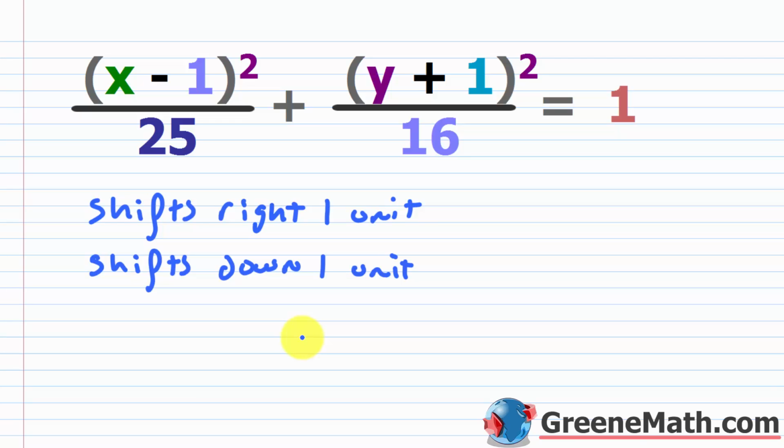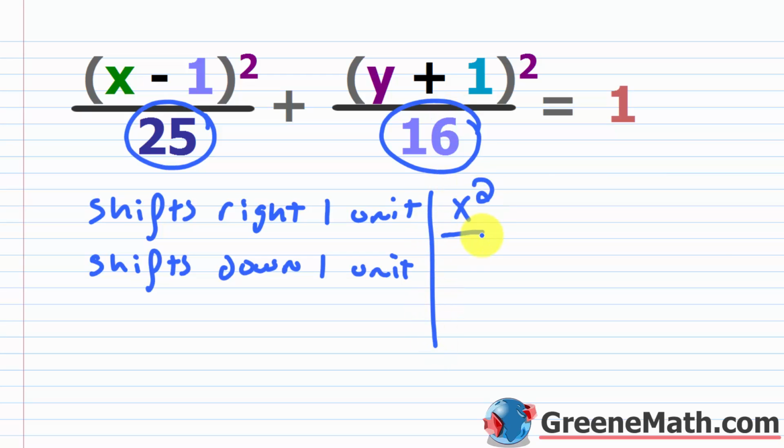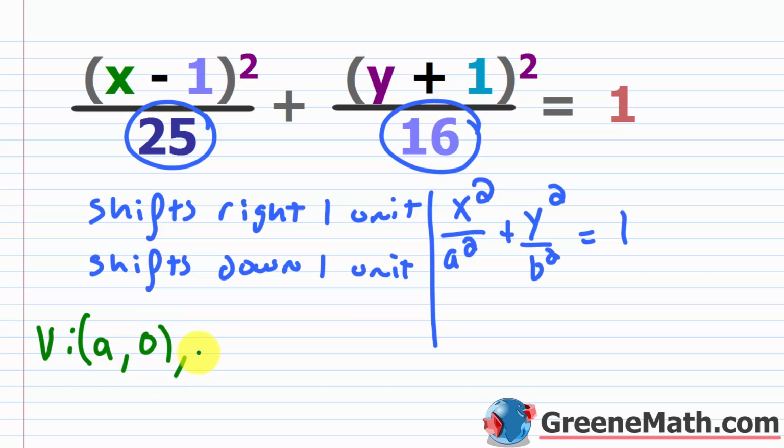So think about this just as you would if it was centered at the origin, okay? What would we do? Well, we know this is horizontal because this is larger than this, okay? So my formula is x squared over a squared plus y squared over b squared is equal to 1, okay? And I know that my vertices will occur where? Well, again, I'm just going to take the positive and negative square root of this guy. So it's a comma 0, and then negative a comma 0. Well, in this case, this is 25. Square root of 25 is 5. So it's 5 and negative 5, okay?